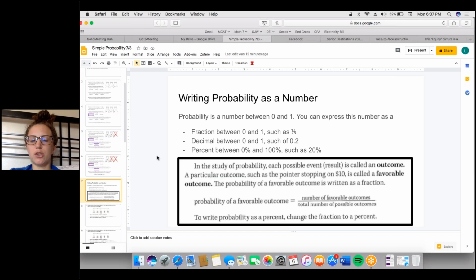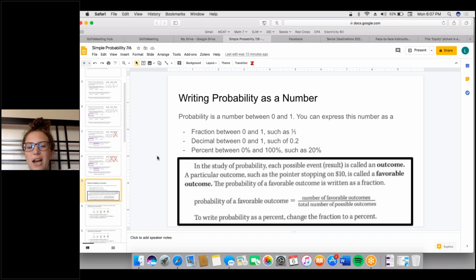And every time we solve probability problems, we're going to think about them in the same way. So in the study of probability, each possible event, everything that could happen, is called an outcome. For example, in that last thing with the 3 bags, each bag I picked was an outcome. A particular outcome, such as a pointer stopping on $10, is called a favorable outcome. So the one that we want to happen is the favorable outcome. Come back to that in an example.